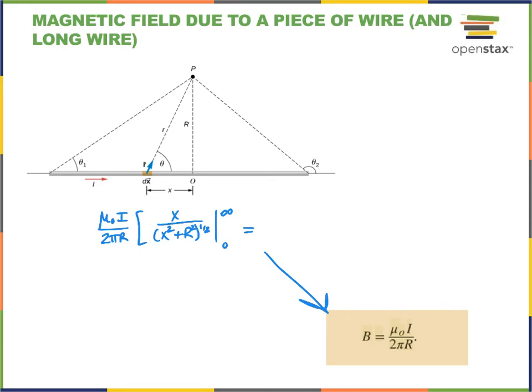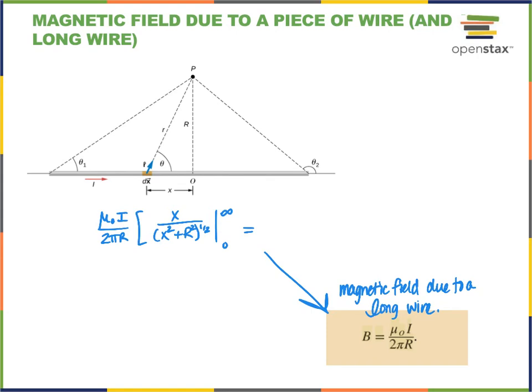And this is the expression for the magnetic field due to a long wire. I know we said that our wire was infinitely long, but just for argument's sake, we're going to allow for if the wire is really long, so just substantially longer than the distance away from the wire that we're looking at the magnetic field, it's fine to use this.